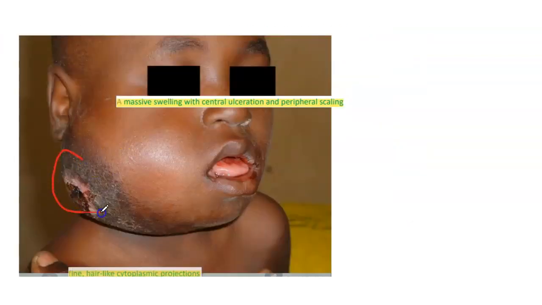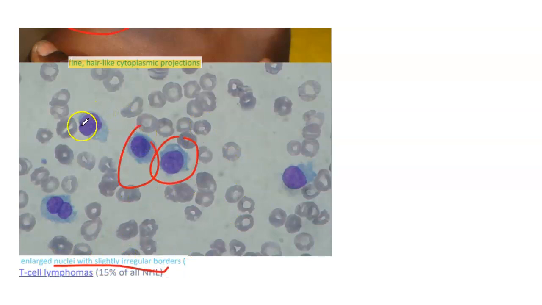This is the image showing the Burkitt lymphoma, where the lesion has central ulceration and peripheral scaling, and there is a swelling present in the mandible bone. Then we have hairy cells, which have hair-like cytoplasmic projections. So these are hairy cells, and there are enlarged nuclei with slightly irregular borders. So these have hair-like projections and irregular borders. So that's the different types of B cell lymphoma.